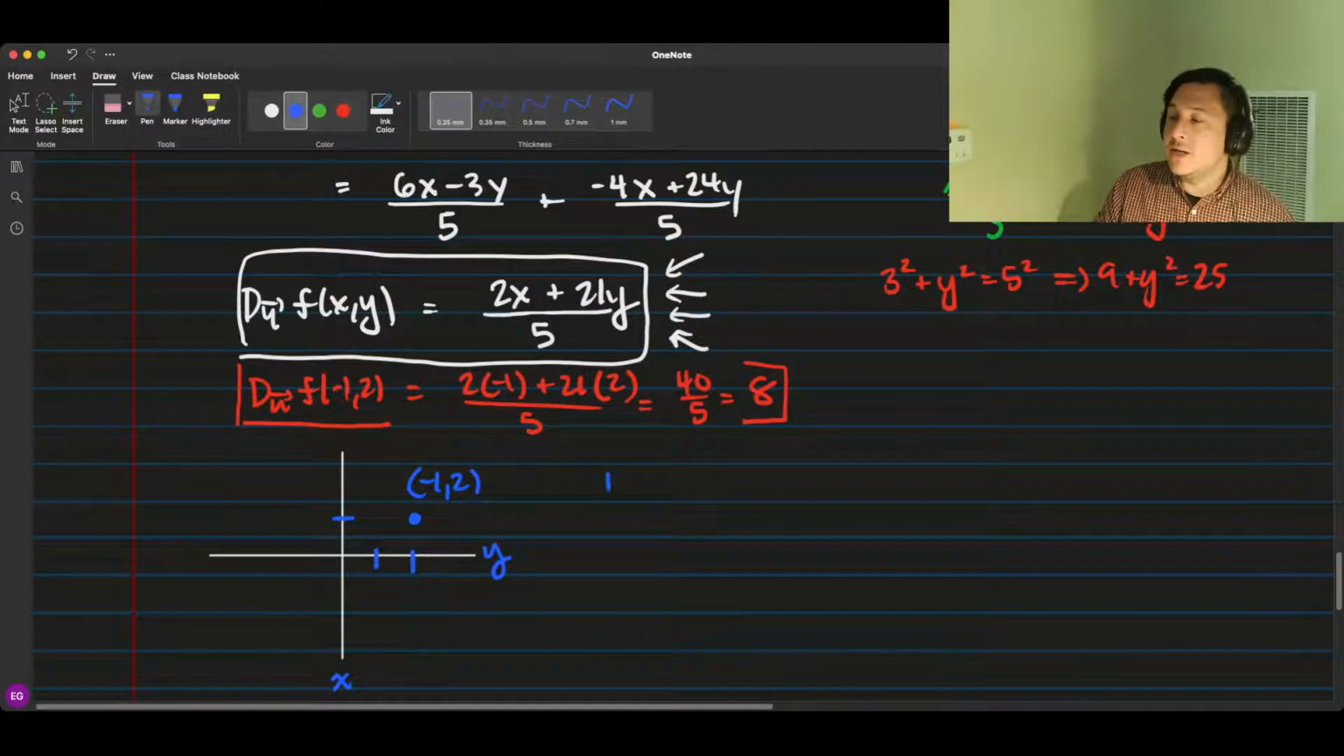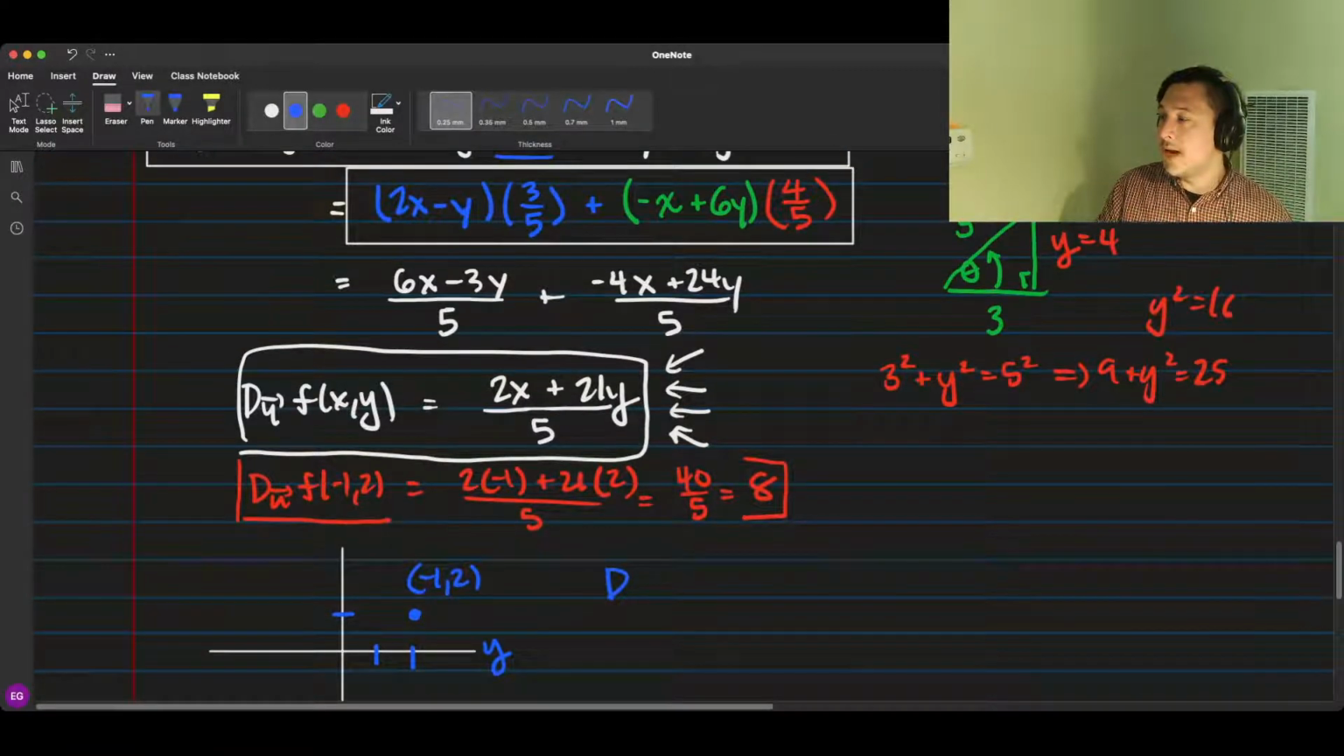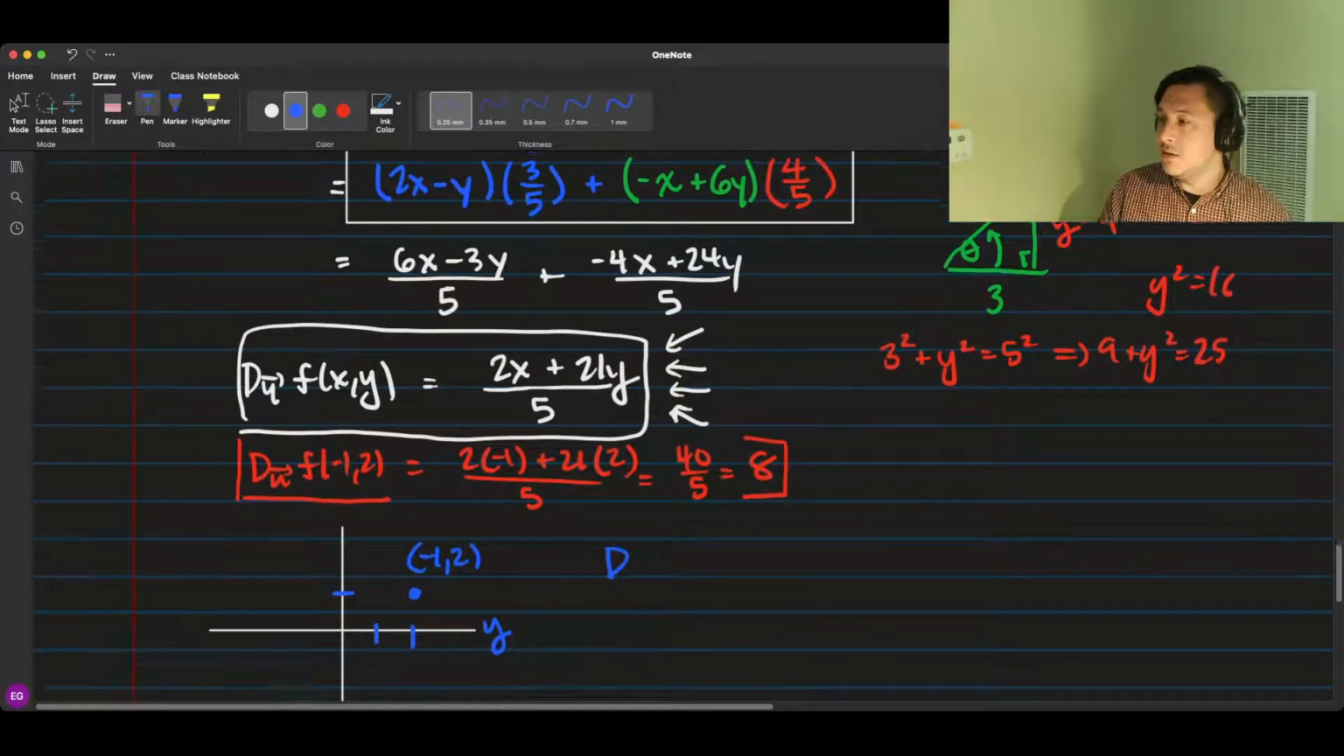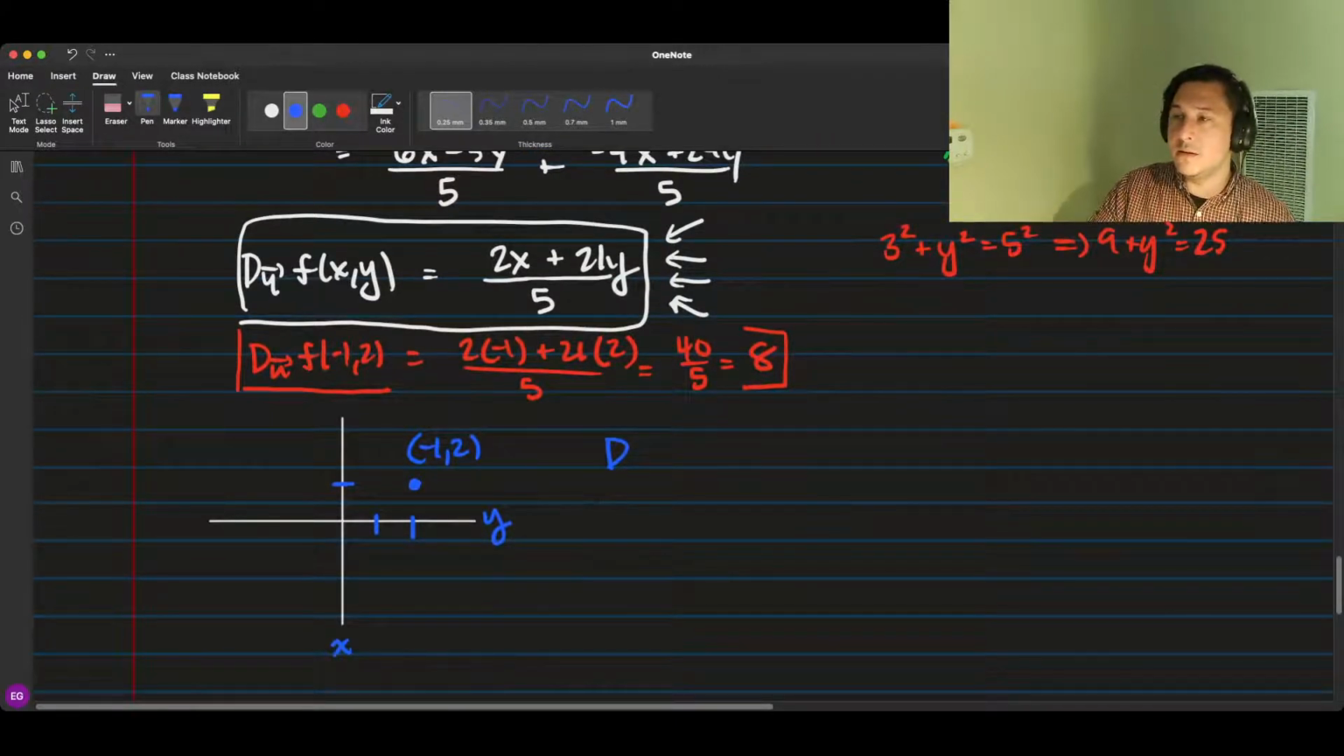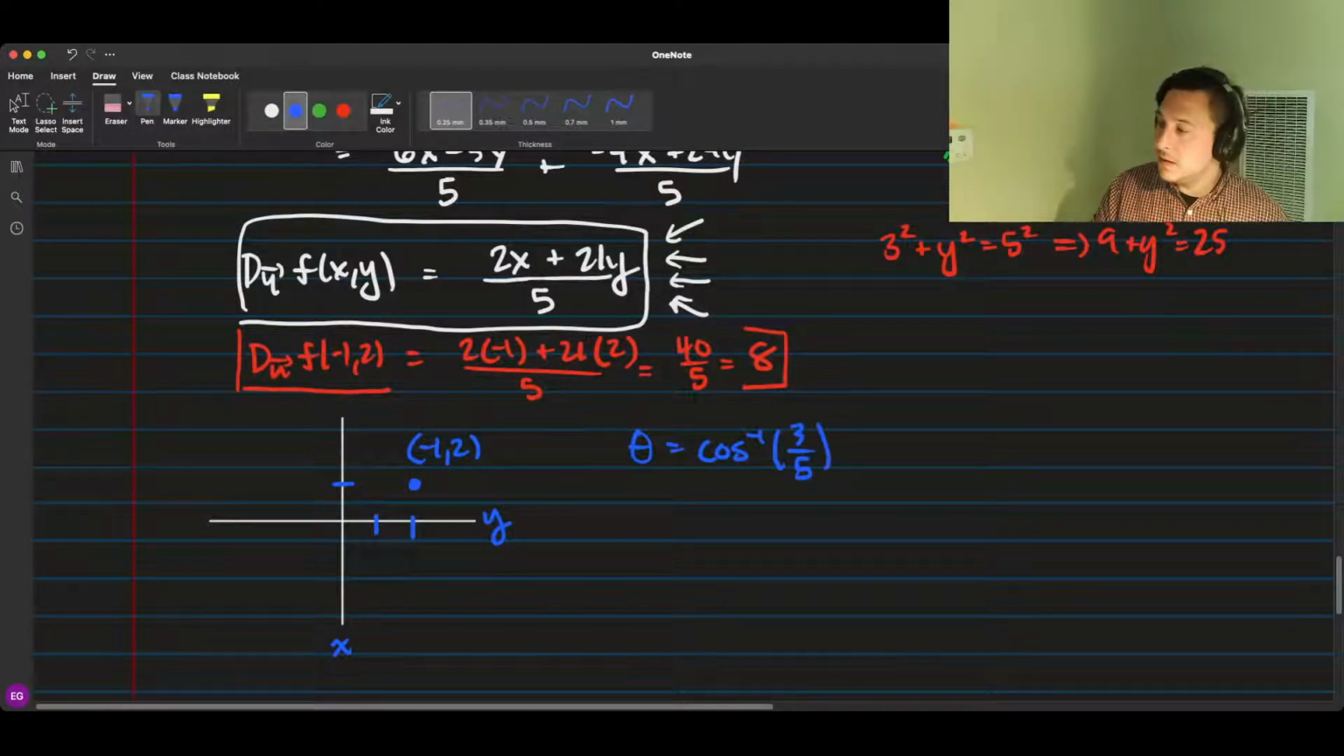I want the directional derivative where I move away according to, what was my angle? My angle was equal to the cosine inverse of 3/5. Okay, and if we draw that as a picture, I'm just going to redraw it, right? You have your angle theta right here. And what you get is a 3, a 4, and a 5.